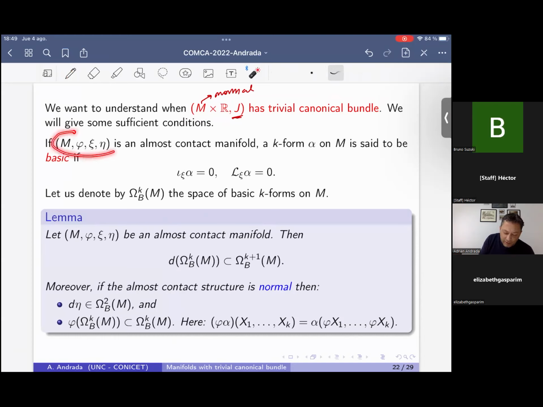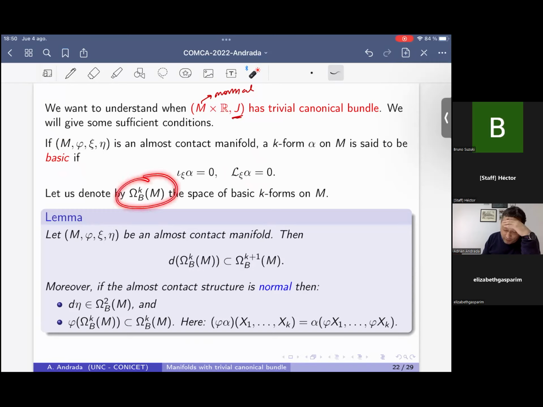If we have an almost contact manifold, we will say that a k-form alpha on the manifold is basic if contracted with the vector psi it is 0 and the Lie derivative of alpha in the direction of psi is also 0. So these are forms that do not depend at all on the vector field psi. They live on the other part, on the transversal part.